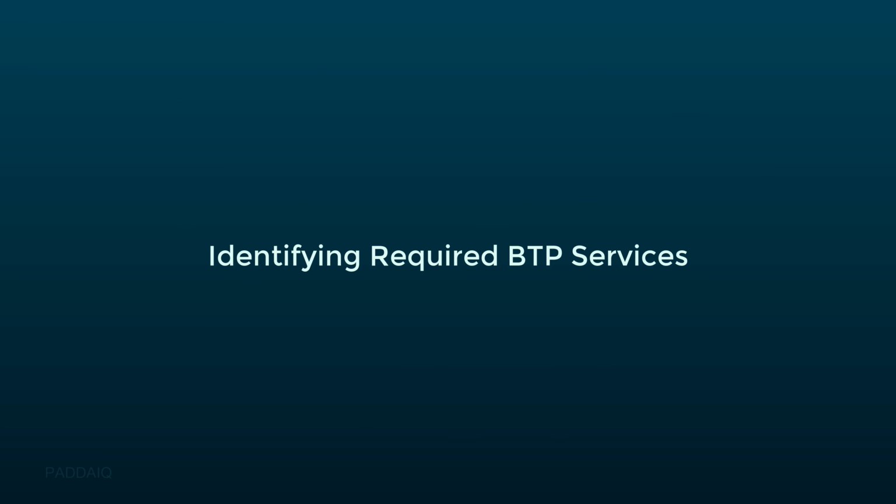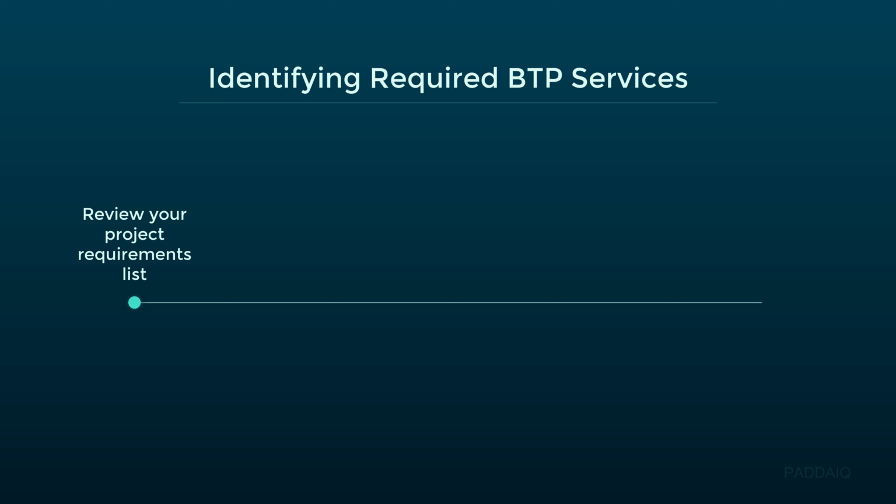Identifying required BTP services. Review your project requirements list. This means systematically checking all documented needs against available BTP services. For example, if your project needs mobile user authentication, you would identify the SAP mobile services. This initial review ensures you select the correct foundational services for your solution.